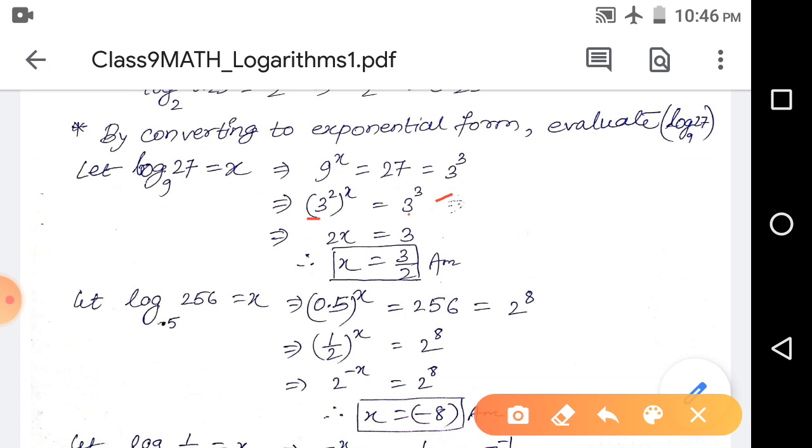As the bases are the same, for the exponential terms the bases are the same, so the exponents are also equal. So 2x equals 3. We have read about this in indices, in the chapter on indices. So x equals 3 by 2. So this is the answer.